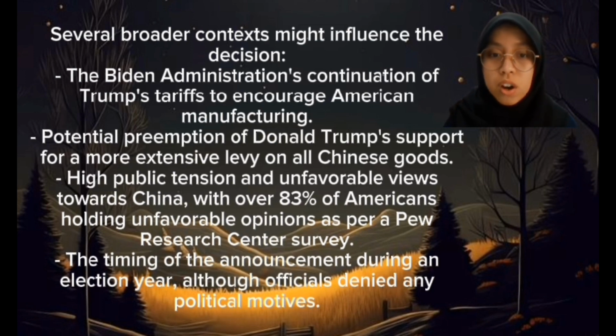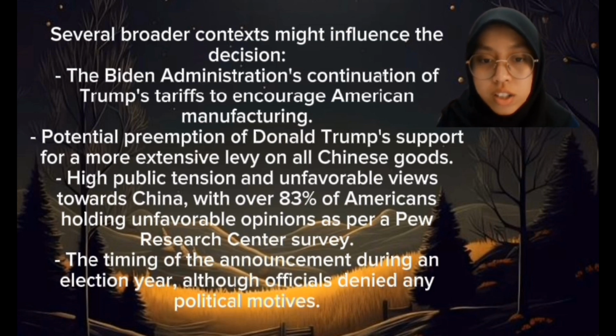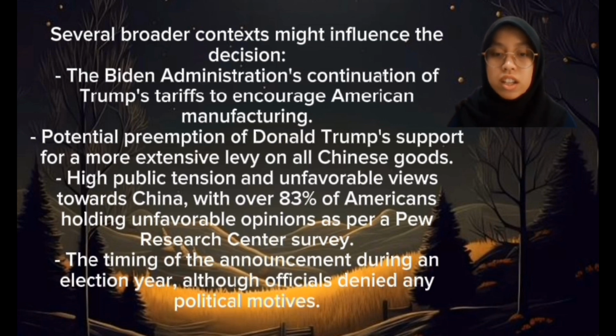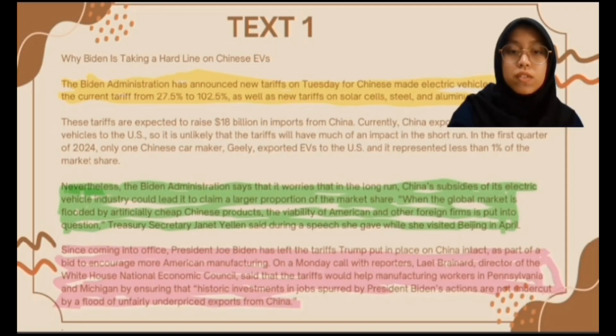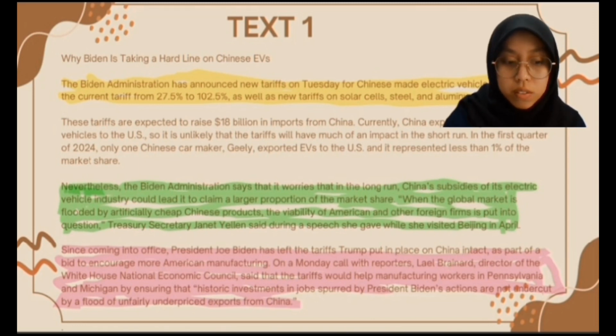1. The Biden administration's continuation of Trump's tariffs to encourage American manufacturing. 2. Potential preemption of Donald Trump's support of a more extensive levy on all Chinese goods. 3. High public tension and unfavorable views toward China, with over 83% of Americans holding unfavorable opinions as per the Pew Research Center survey. Number 4. The timing of the announcement during an election year, although officials denied any political motive. For this answer, we can see the blue color. We can see the pink color.